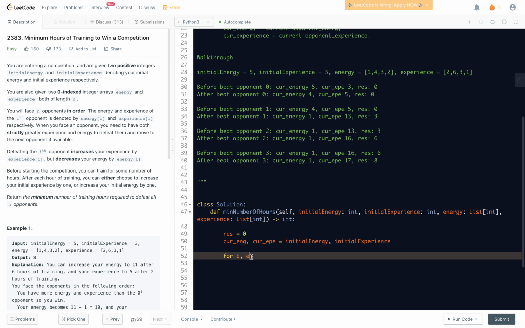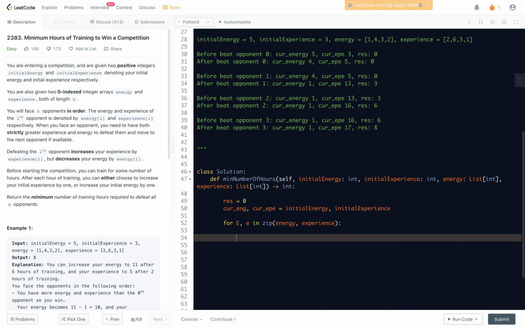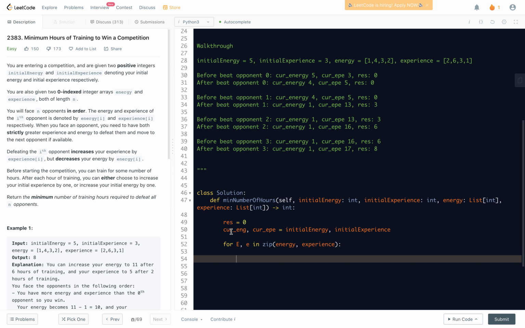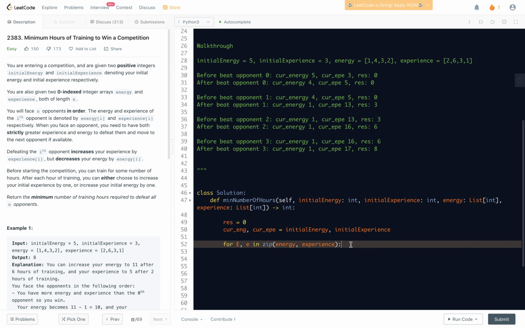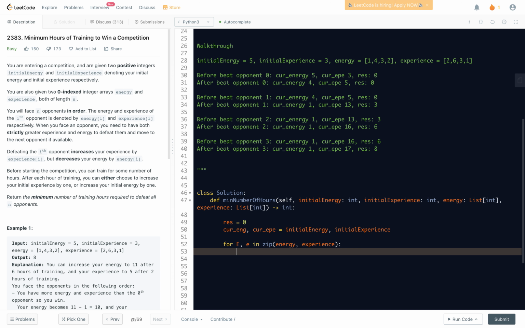Next we are going to do the linear traversal. So we are going to consider for E and e. The capital E represents energy, as in physics, right? The little e represents the experience. So like capital E and little e in zip, we're going to use the zip function for energy and experience. Then we're going to check the condition. What's the relation of the current energy with the current E and the current experience with the current e, right?